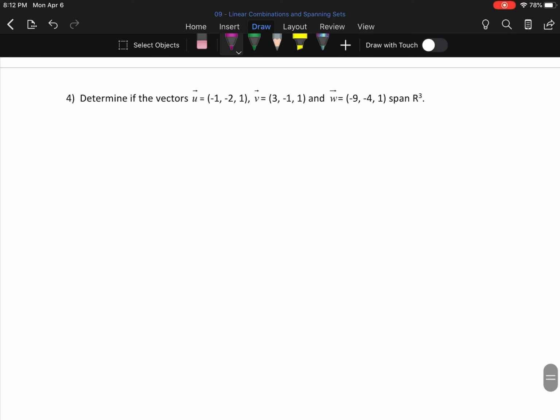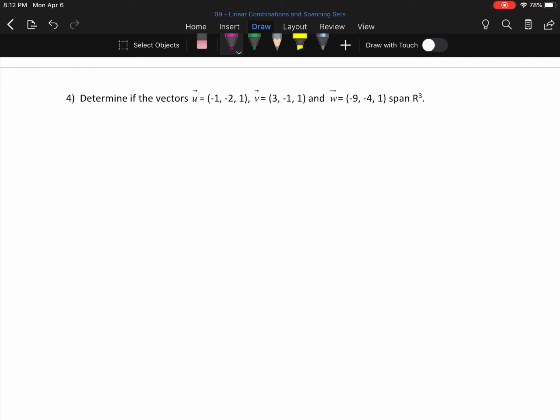And this is going to seem very repetitive. The math here is the same every single time for R3, but we're just going to go through it and go through the conclusions. It says determine if the vectors u, v, and w span R3. First, are any of them 0? Clearly none of them are the 0 vector. Second, are any of them scalar multiples of each other? Are they collinear? Well, look at u and v.